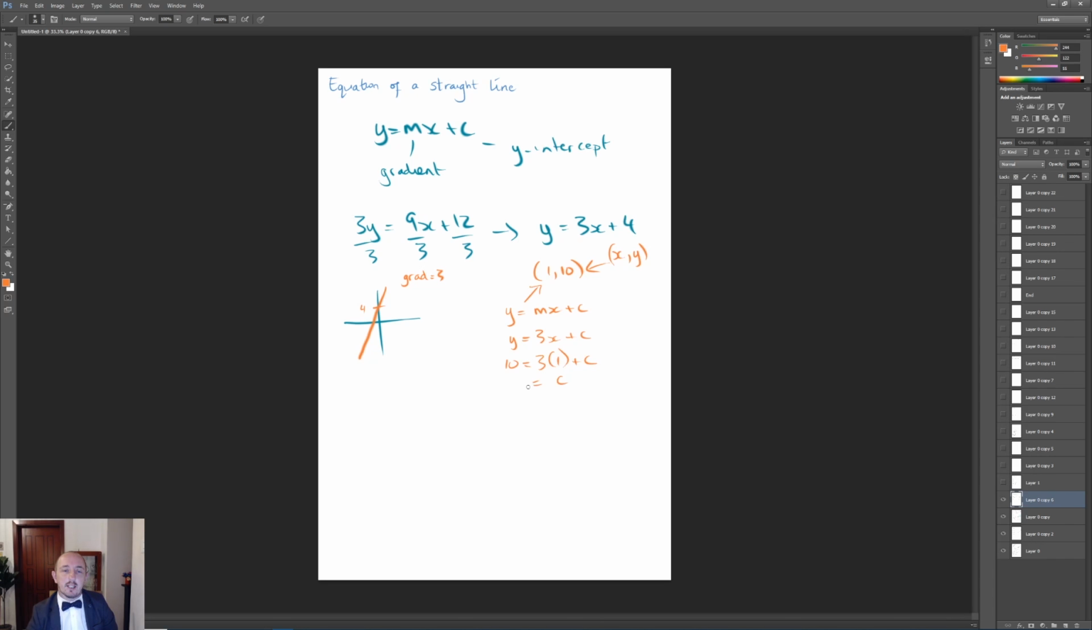So we can work out our new c value of 7. So the equation of the parallel line would be y equals 3x plus 7. So it would go a bit higher than this one, and it goes through (1, 10), something like this. But this is very rare. It's more likely that they're going to ask you about the perpendicular line.